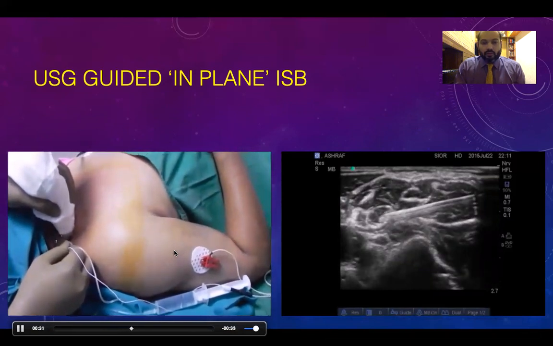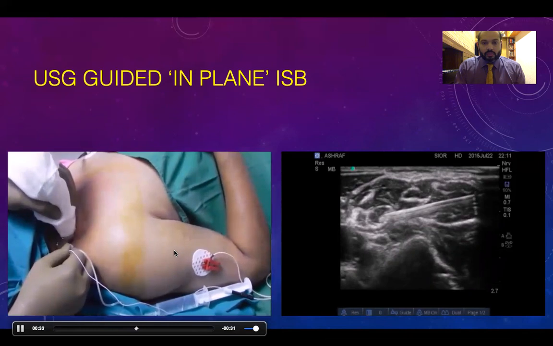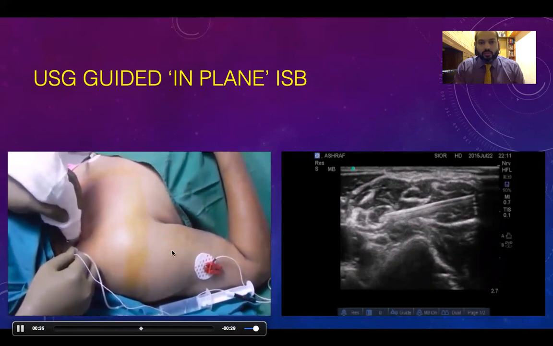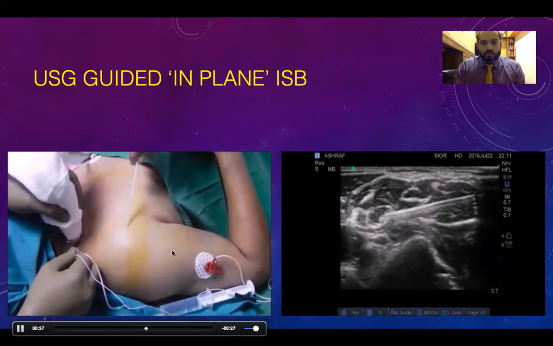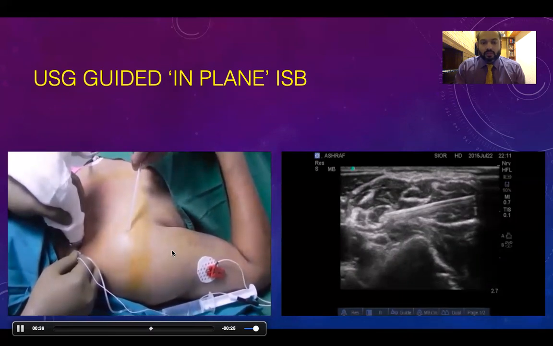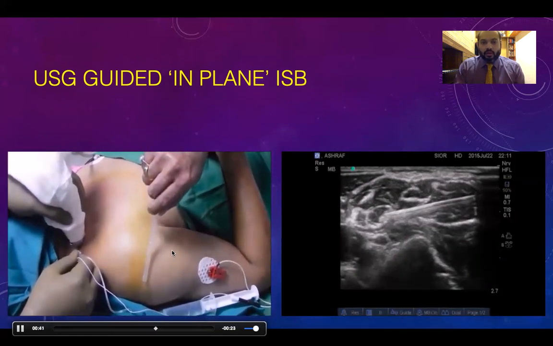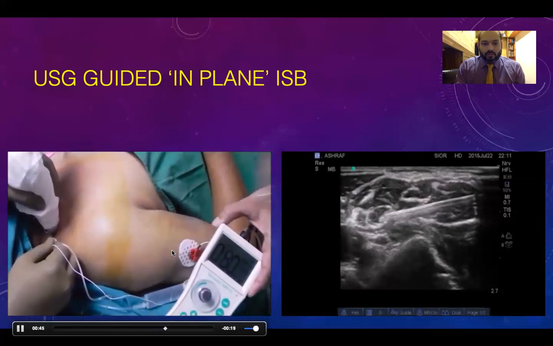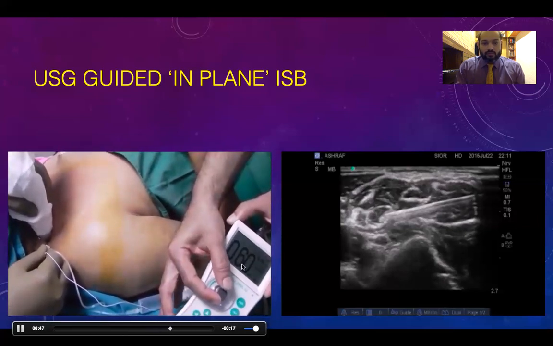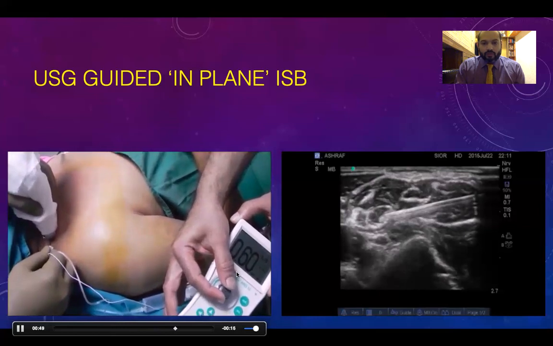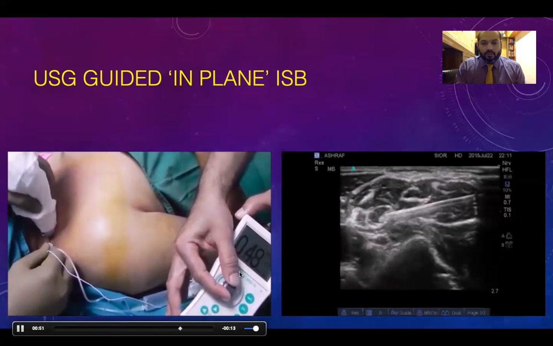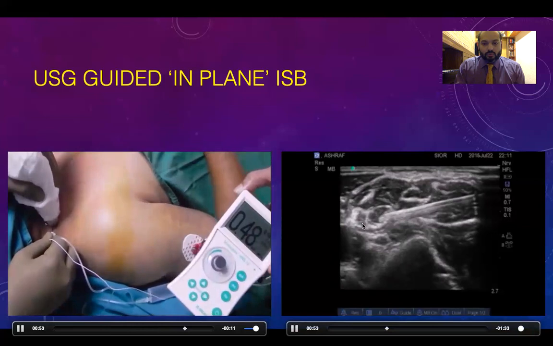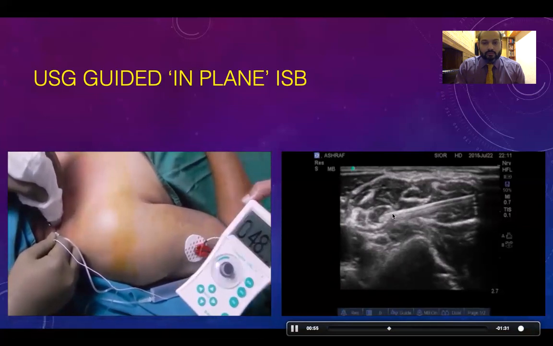The third important aspect, injection pressure monitoring, we are not using in this particular case, but one should use a device which can measure the injection pressure, and one should check that it does not increase more than 15 centimeters of water. Now here we are reducing the current to 0.5. Once the twitch disappears and we can visualize the needle in close proximity to the brachial plexus, we can start injecting.